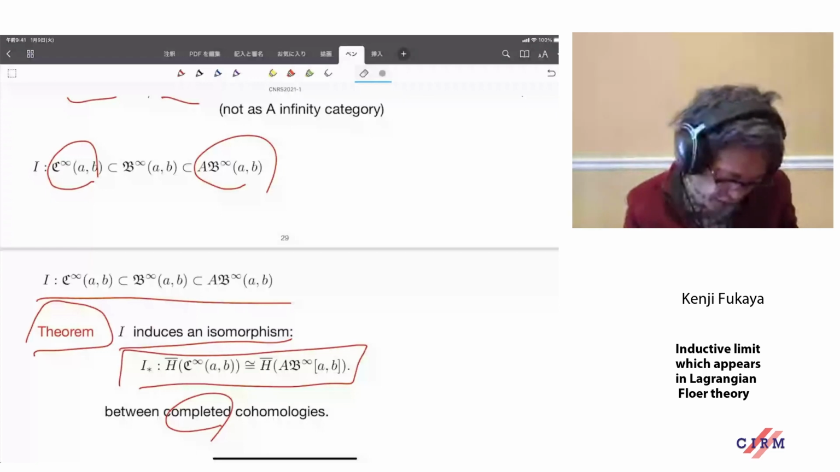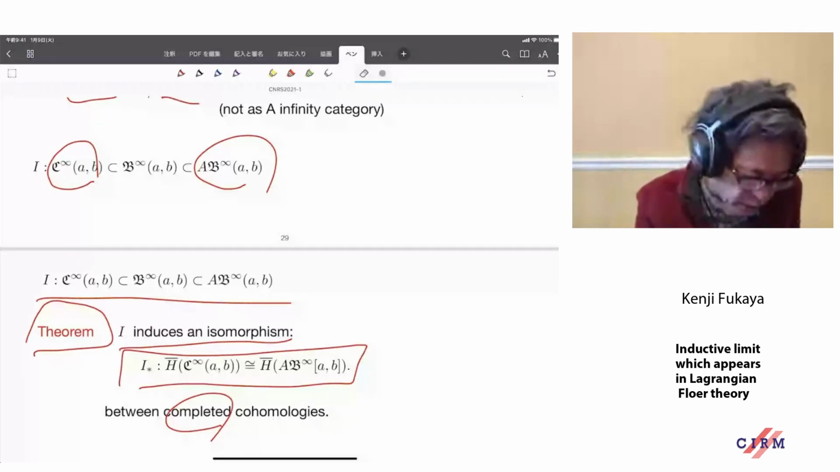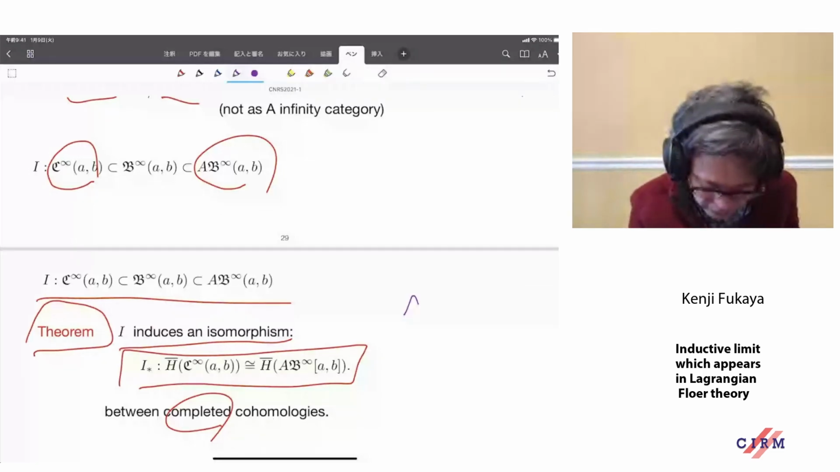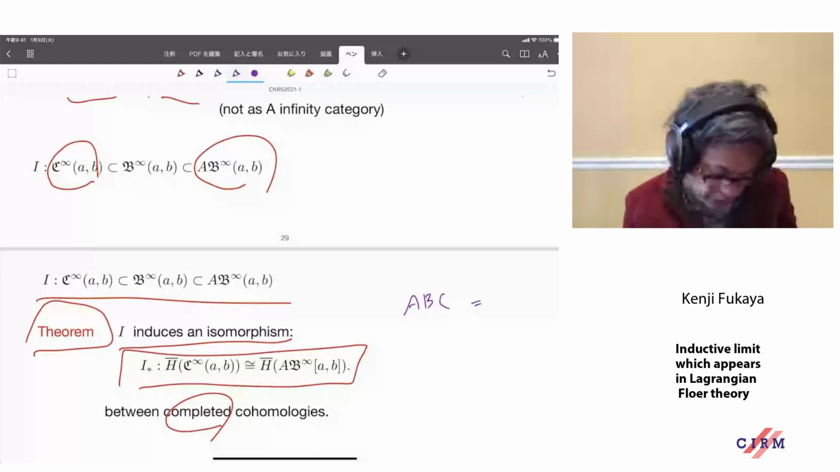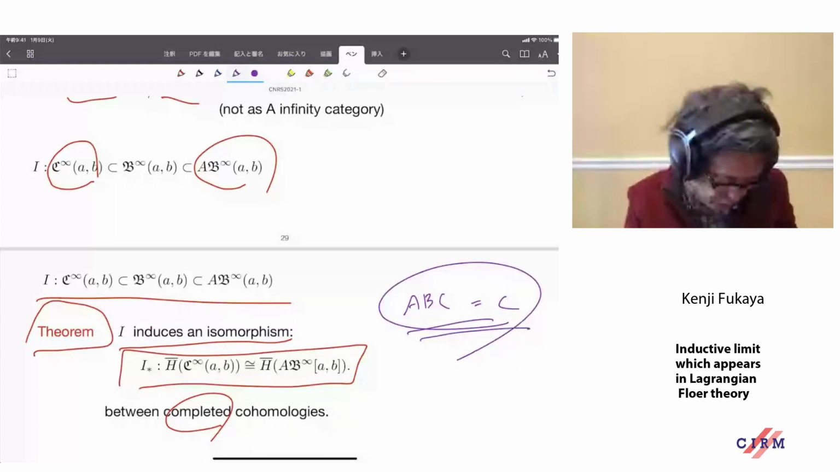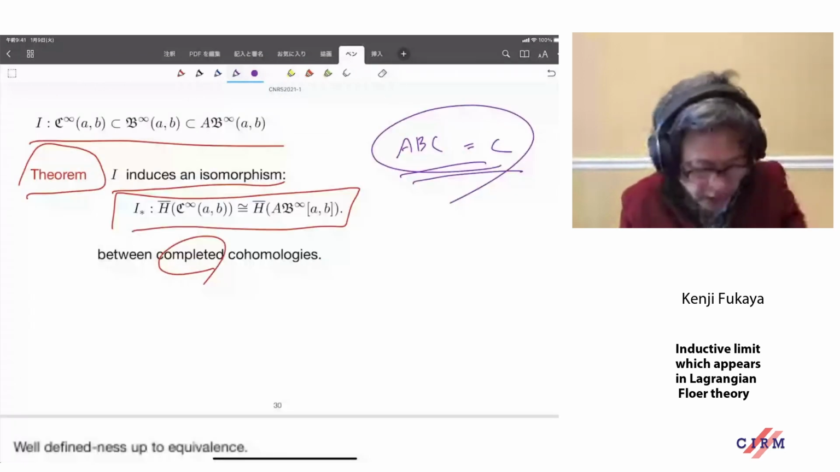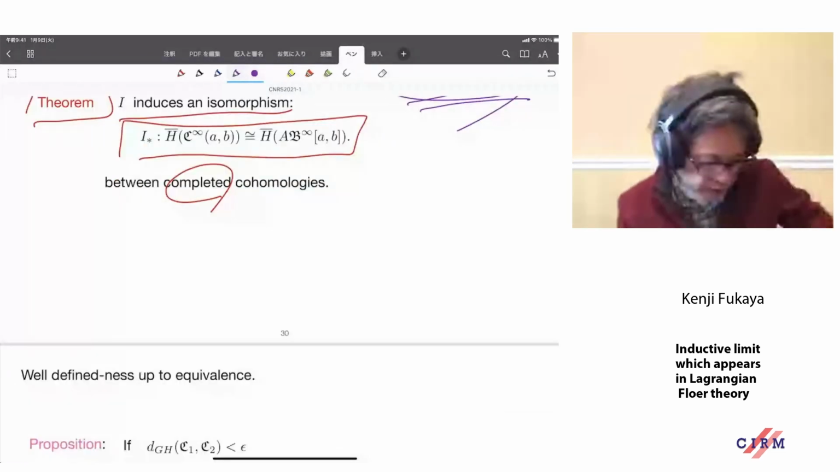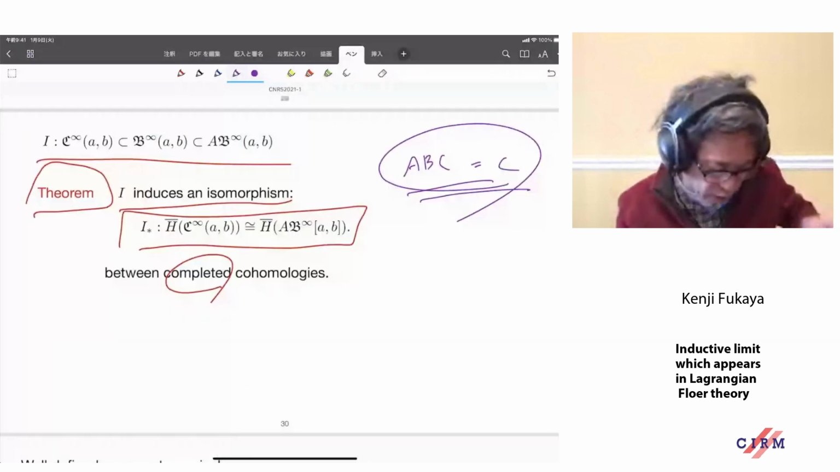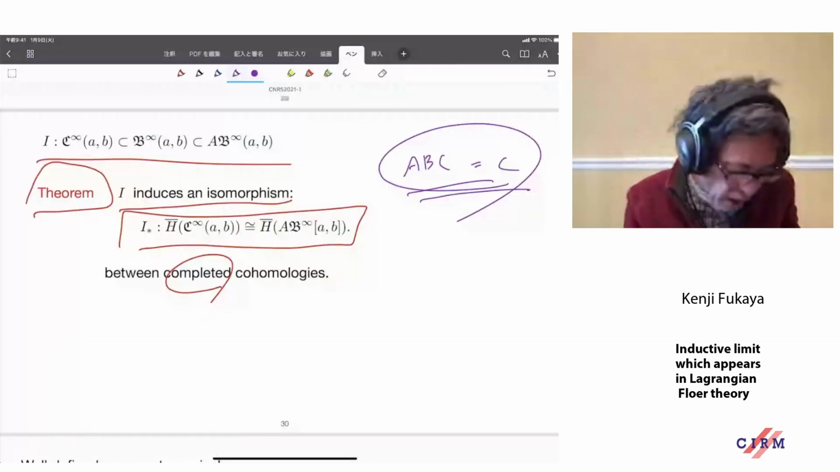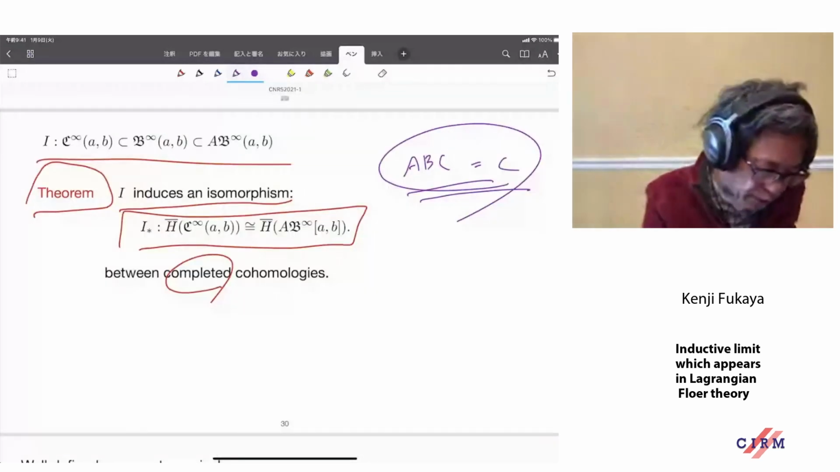And the proof is based on the fact that we take A, B, C equals C, and we can just mimic this proof to prove this theorem. Okay. So now I want to mention something. This is basically the construction of the inductive limit. But then something I want to prove is the following.